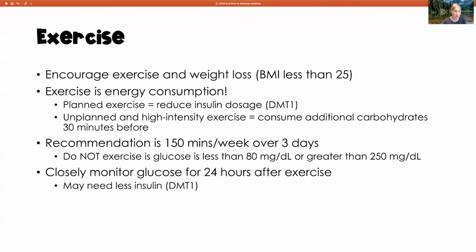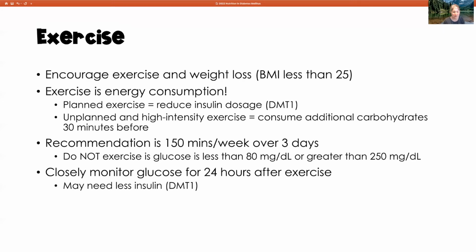If they're going to have unplanned exercise, so all of a sudden they just decide it's a beautiful day and they want to go for a walk or a hike, or they're going to do high intensity exercise, they're going to want to consume additional carbohydrates. Now, if they know they're going to do that high intensity exercise, they can also reduce insulin dosage, but they are going to need to consume additional carbohydrates, and that's going to be about 30 minutes before. So remember, exercise uses blood glucose. So if we continue on with a normal insulin dosage, we run the risk of hypoglycemia after or in the middle of exercise, depending on how long you're going to exercise for.